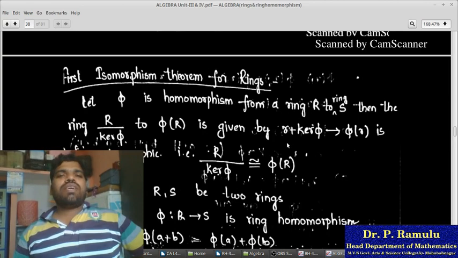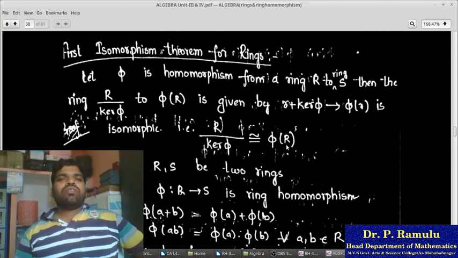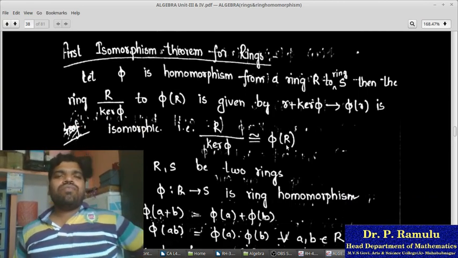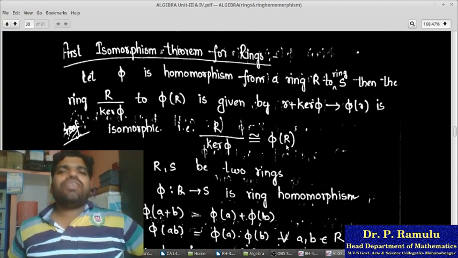So, what is the first isomorphism theorem? The first isomorphism theorem for rings. This is a very important exam point.